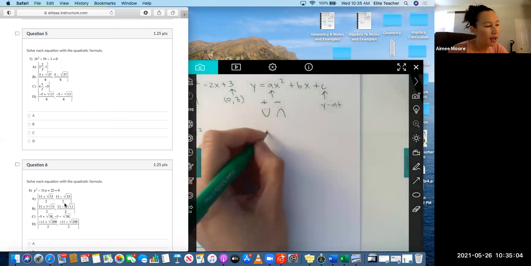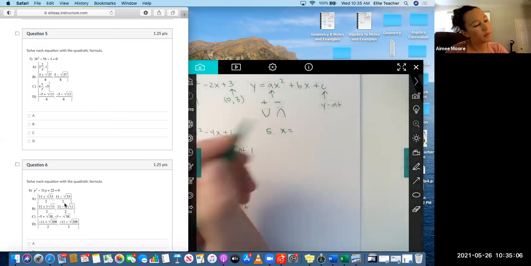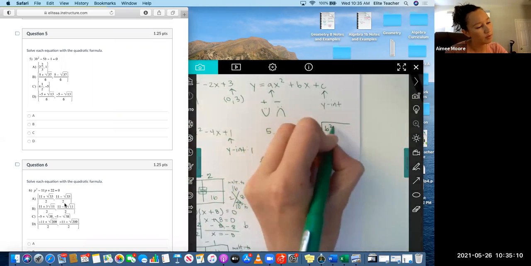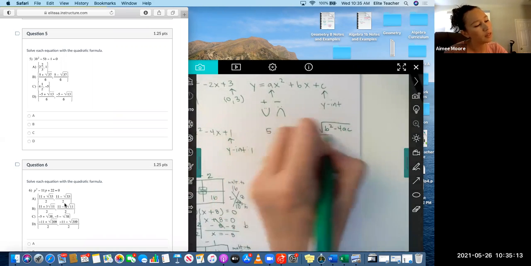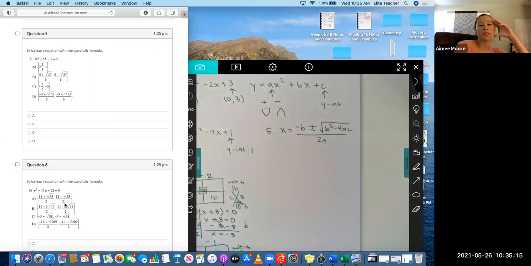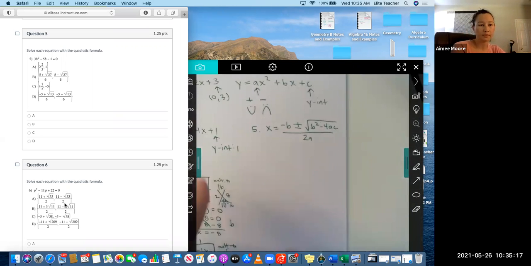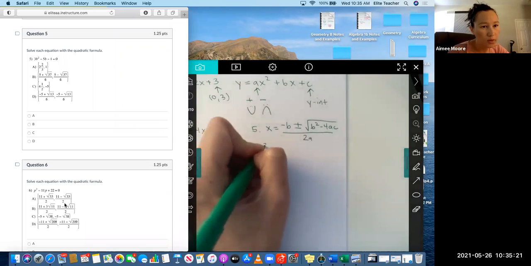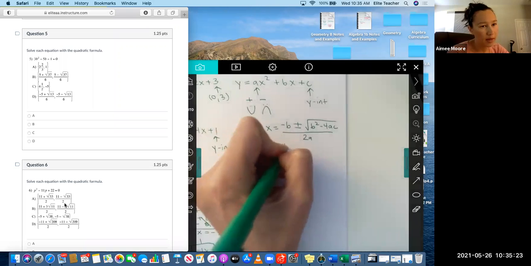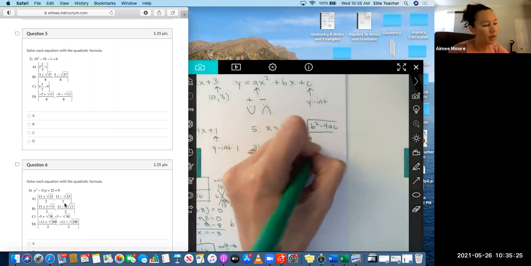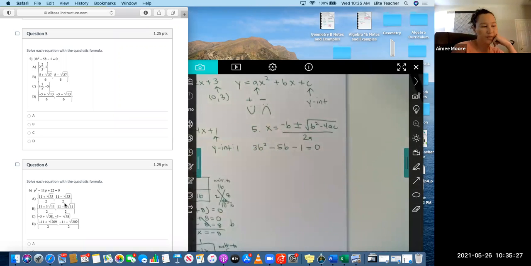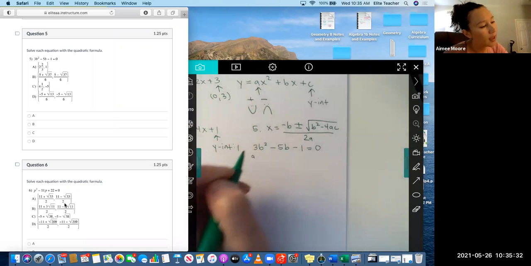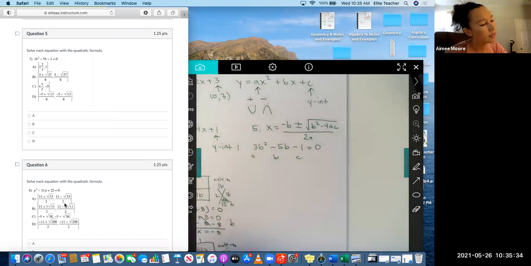And so number 5, we're going to be doing the quadratic formula, which says x equals -b plus or minus the square root of b squared minus 4ac all over 2a. So that's in your notes. So we have 3b squared minus 5b minus 1 equals 0. According to your notes, first you need to identify A, B, and C.